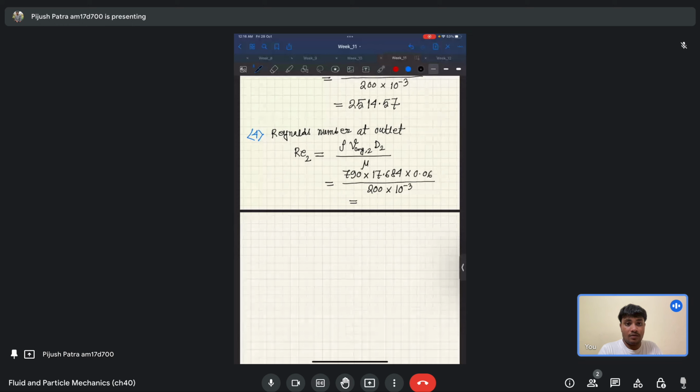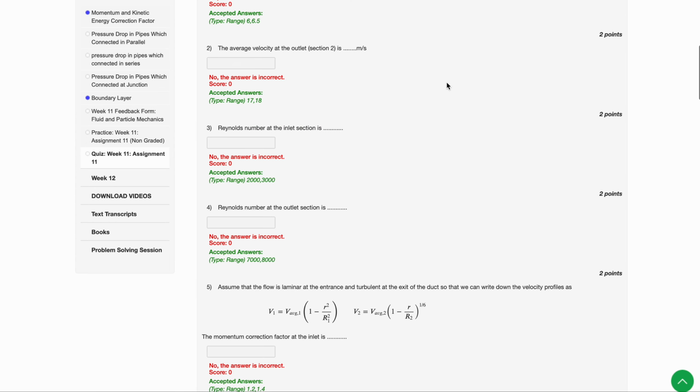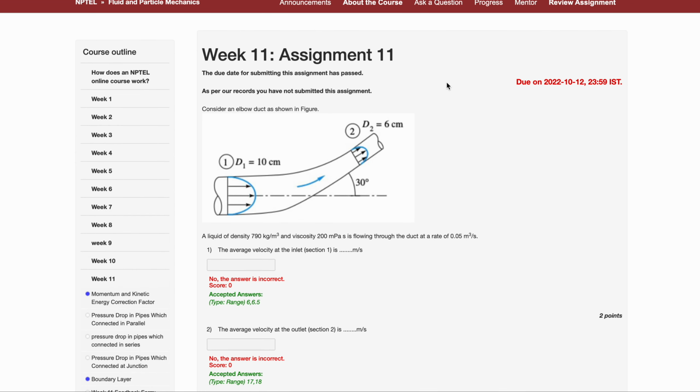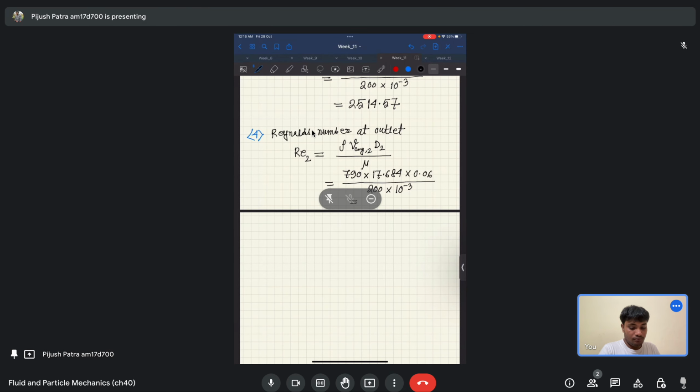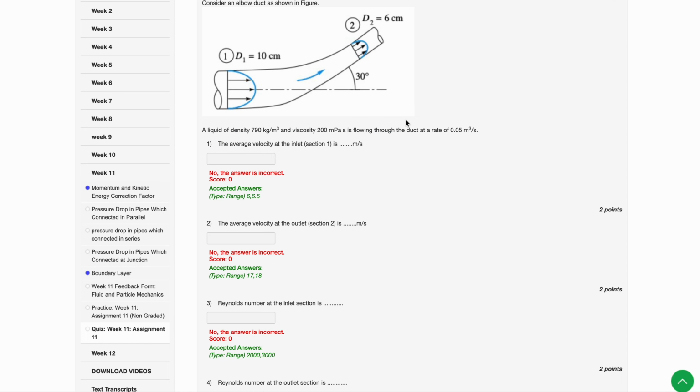The dynamic viscosity of the fluid is 200 millipascal. Okay, it is equal to 4191.11. Okay, so let me check the answer.